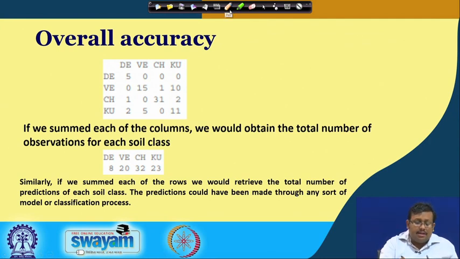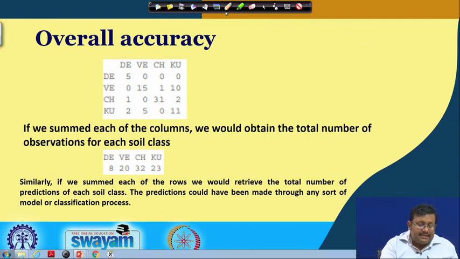So, overall accuracy, let us consider this example. Let us consider there are 4 different soil classes D, V, CH and Ku. They are the names of 4 different soil classes. This matrix is called a confusion matrix, which shows how many of the samples using our categorical model have been correctly classified. Classification is assigning a particular observation correctly to its respective class. Classification is the term used when we use categorical variables, and regression is the term when we use continuous variables.